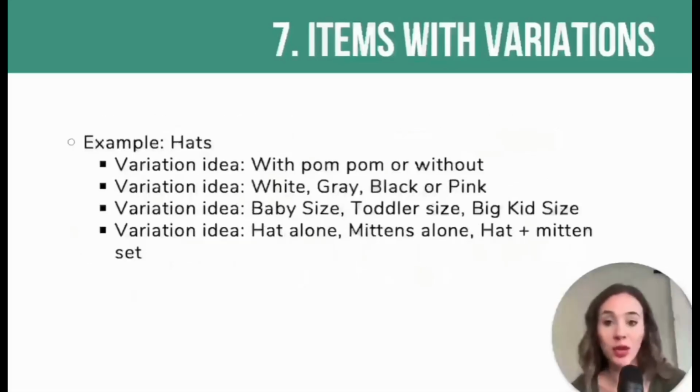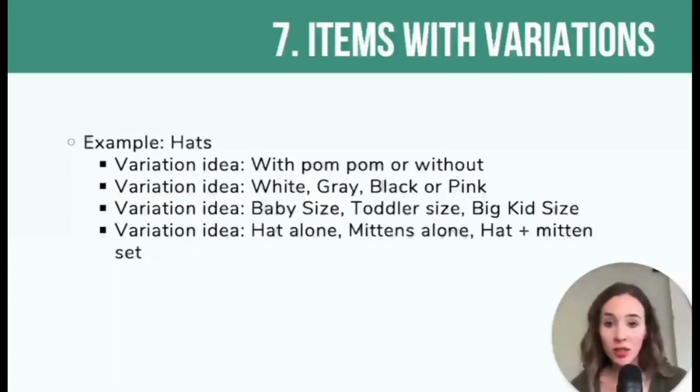So here's an example. If you sell hats, one variation idea would be selling a hat with a pom-pom or without. So you just have the variation titled with or without pom-pom, and then you have the price difference right there. Variation idea could be color. So white, gray, black, or pink. Very simple choices. Variation idea could be size. So baby size, toddler size, or big kid size.